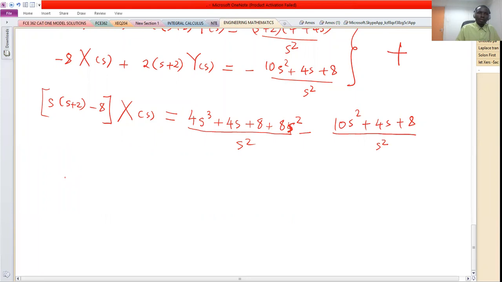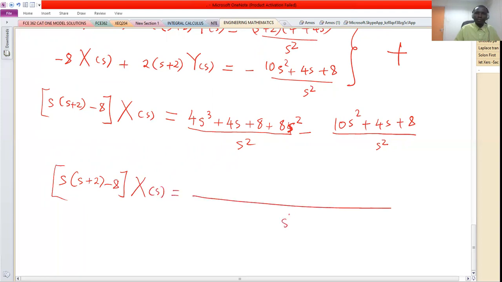So S into S plus 2 minus 8, capital X of S equals to, so I have 4S cubed plus 4S plus 8 plus 8S squared minus 10S squared. Remember, this minus affects everything here, so minus 4S minus 8.